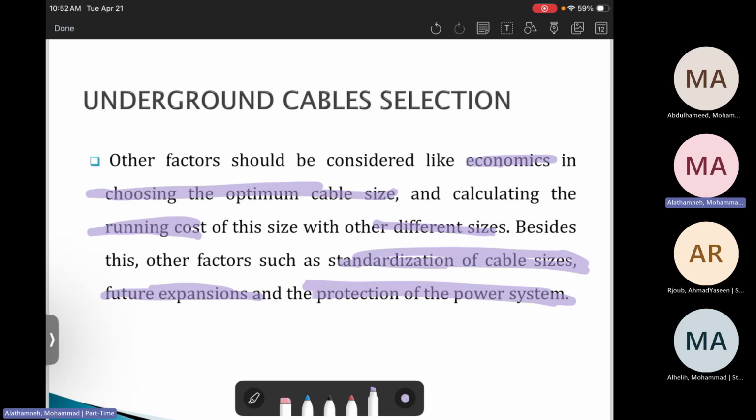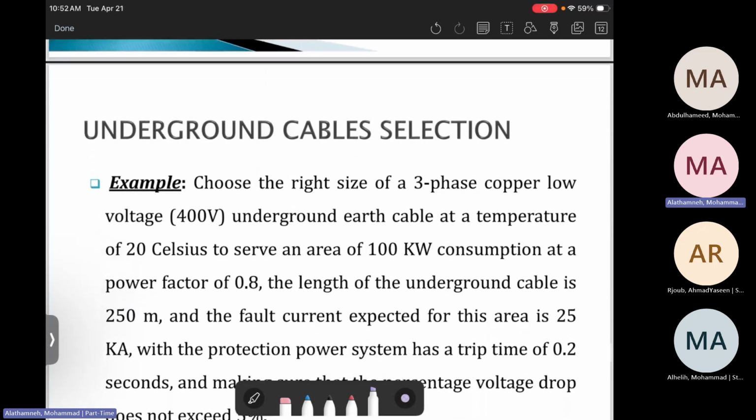So sometimes, do we need to make future work for it? If not, how about the cost? How about the cable size? How about the standards? How about the protection of the system? All these factors must be taken into consideration.